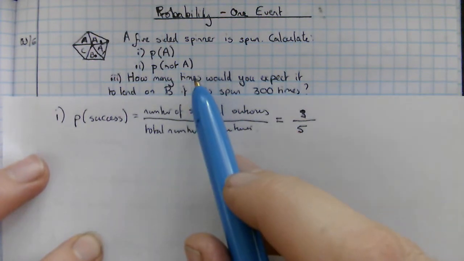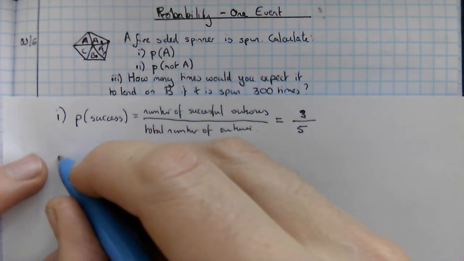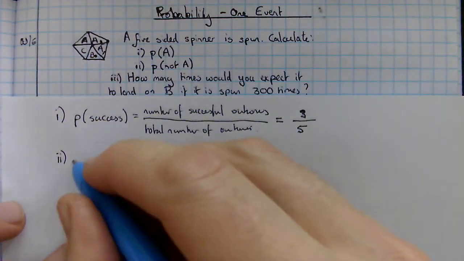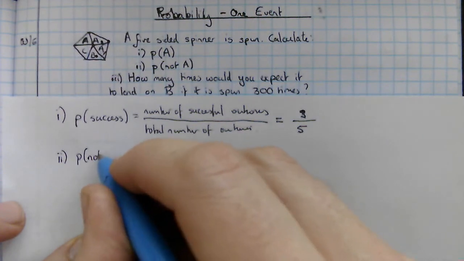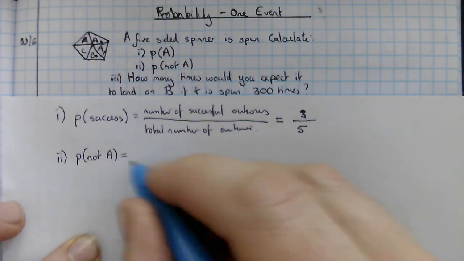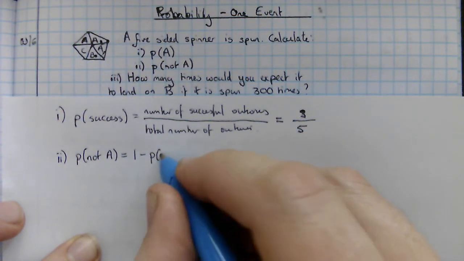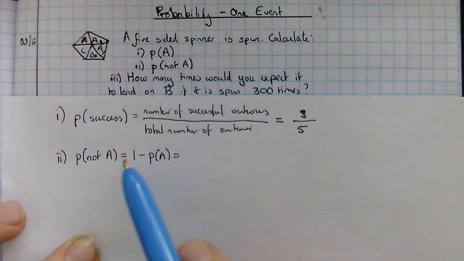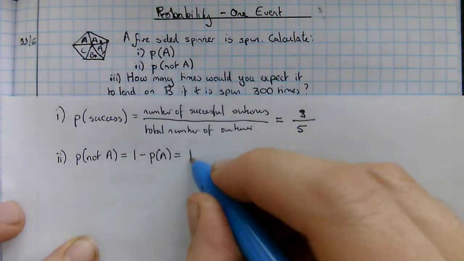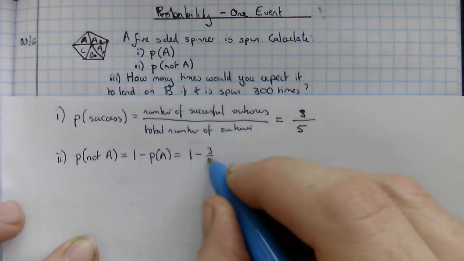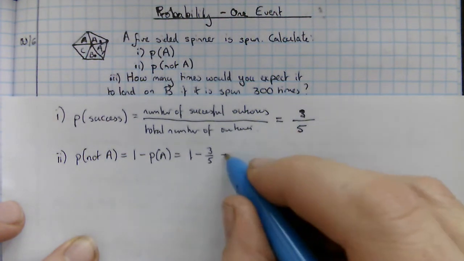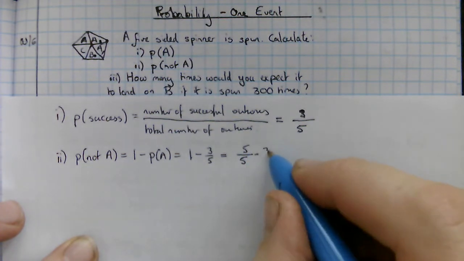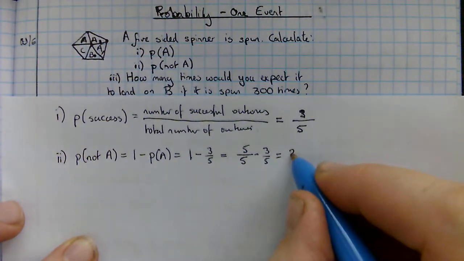Part 2 asks us the probability of it not being A. And because probabilities add up to 100%, add up to one whole, we can use the probability of not A is 1 minus the probability of A happening. So here we know that the probability of A was 3/5, so the probability of not A is 1 take away 3/5. Now remember 1 we can write as 5/5 take away 3/5, which gives me an answer of 2/5.